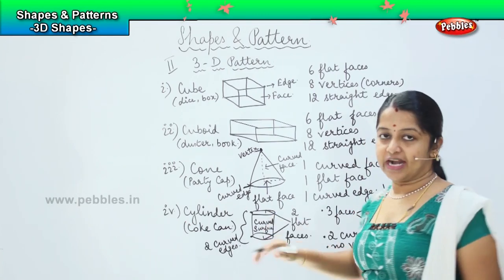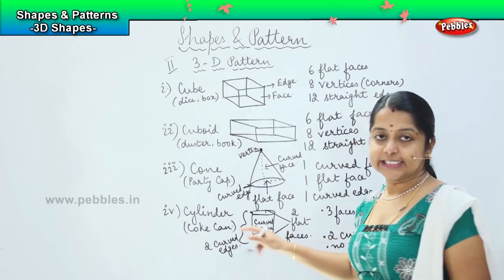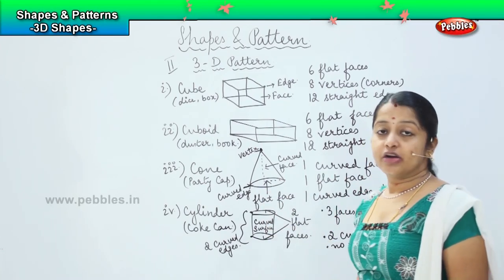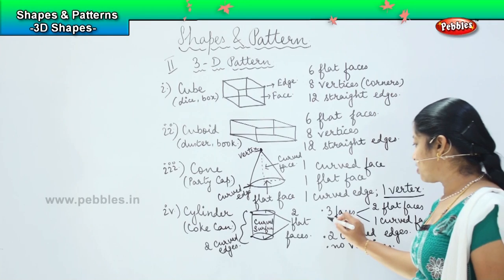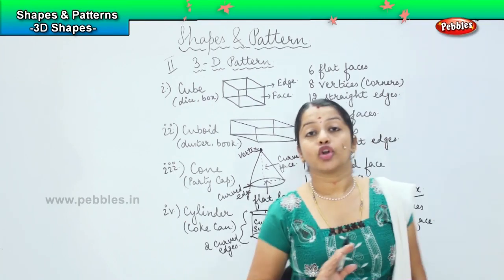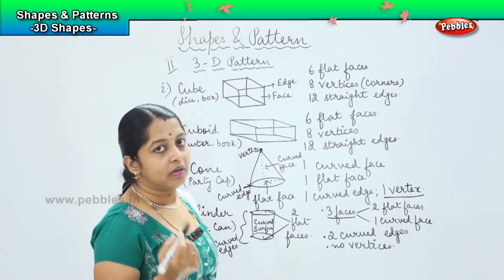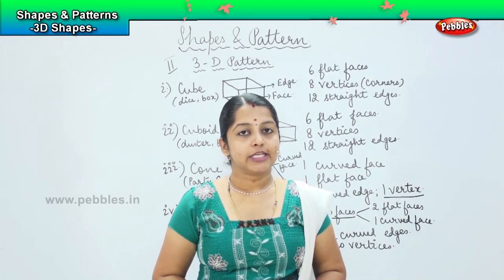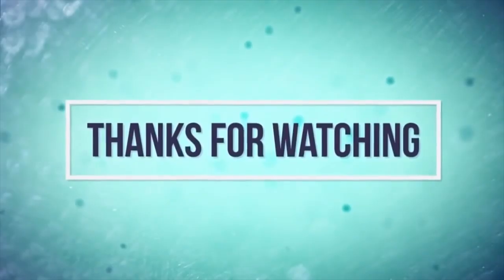So it has got two flat faces, that is the top and the bottom. Okay, they are the flat faces, and the center, which is surrounded in a cylindrical form, that is the curved face. So in total, it has got three faces. A cylinder has got three faces. It has got two curved edges and it has got no vertices. Can you notice any corner here, children? Any tip or point here? No. So it has got no corners or vertices. Okay. So these are the basic features of a 3D shape.